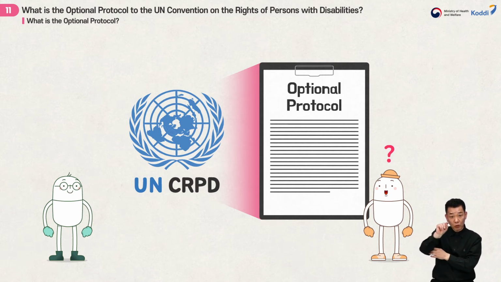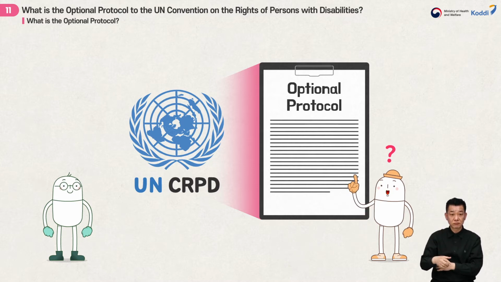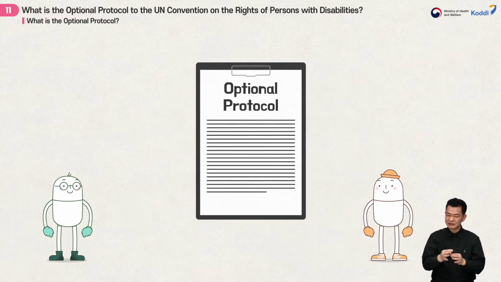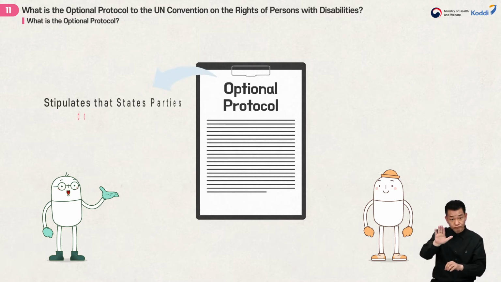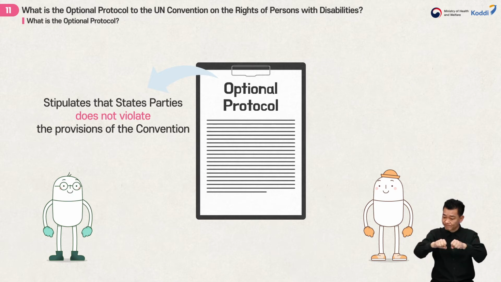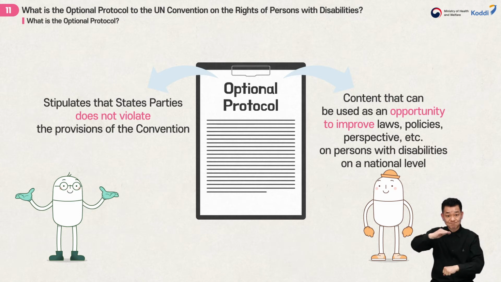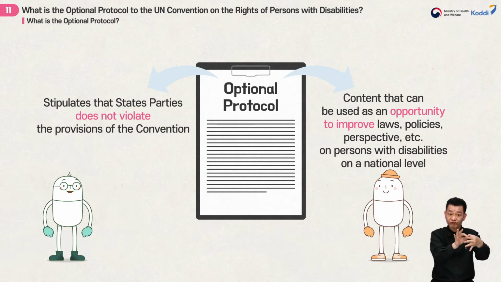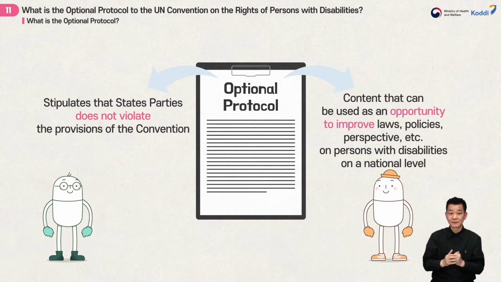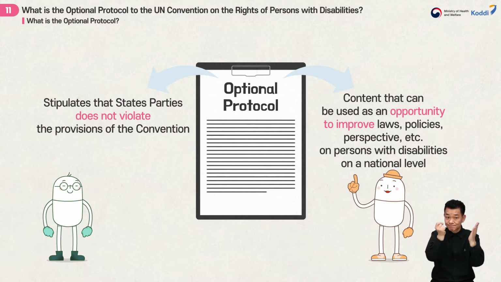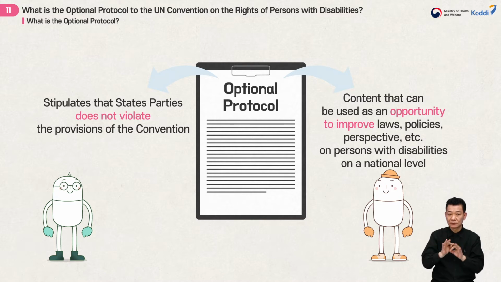Oh, an optional protocol? What is it about? Simply put, along with other binding international laws, the optional protocol stipulates that states parties do not violate the content of the convention and provides content that can be used as an opportunity to improve laws, policies, perspective, etc. on persons with disabilities on a national level. It would be important to understand the purpose and meaning of the optional protocol as much as the convention itself.